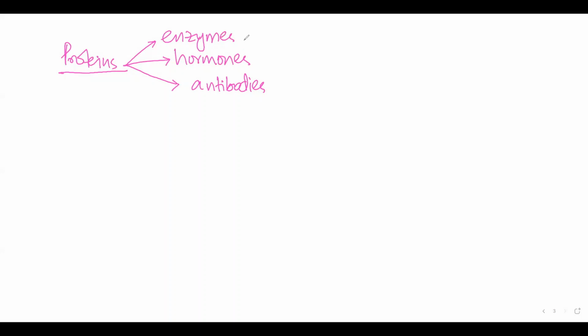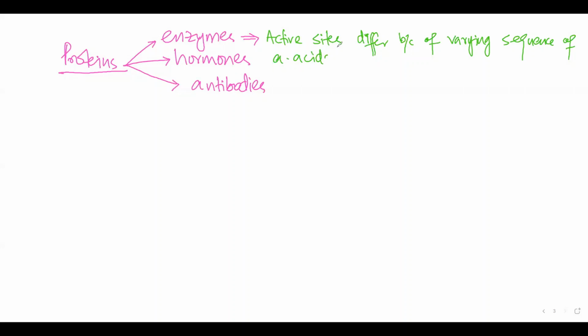Different enzymes have different active sites. Why do they have different active sites? Because they have to break down different types of molecules. Yes, but what makes them different? What makes the active sites different? Active sites differ because of the varying sequence of amino acids.